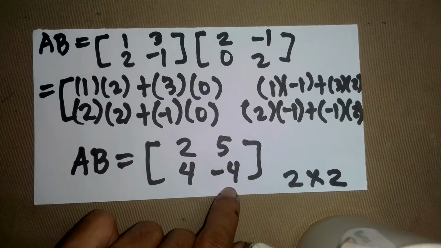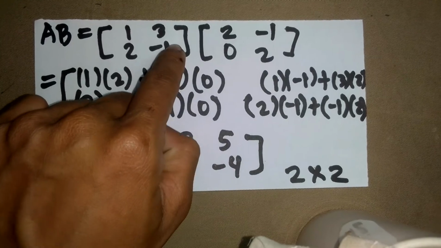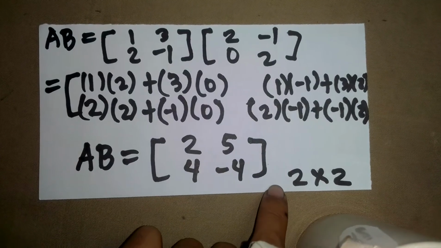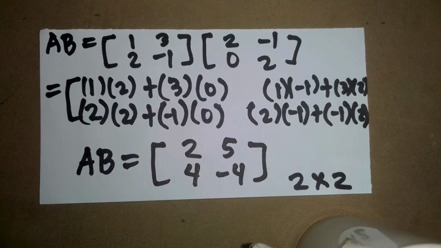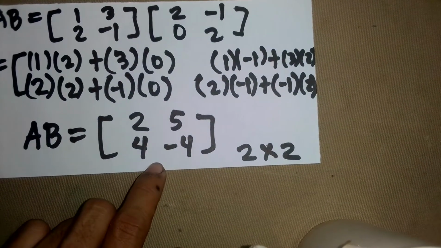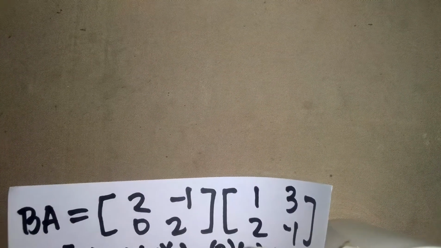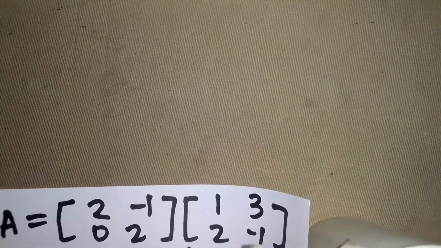Since they are both 2 by 2, we get a 2 by 2 matrix in our final answer. These are the values of matrix A and B. Next, we get the value of matrix BA, and we can show whether it is equal or not equal.